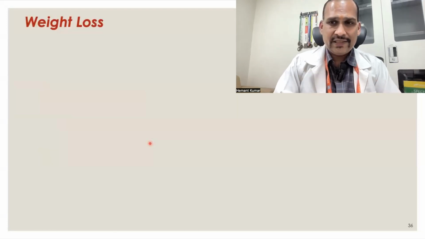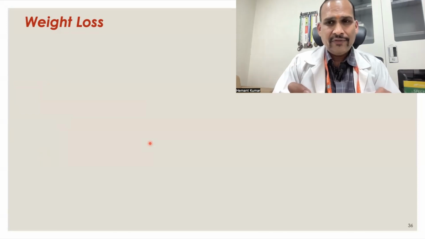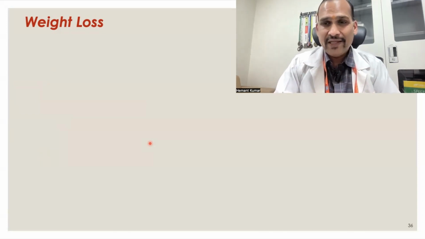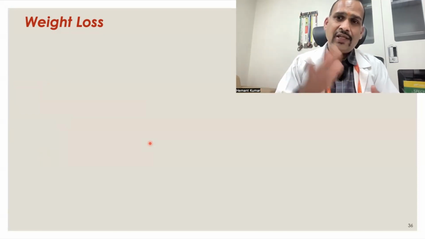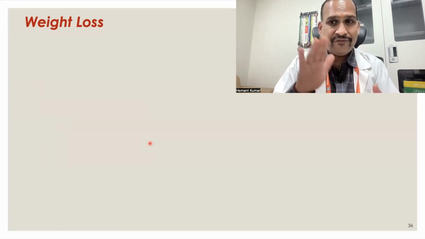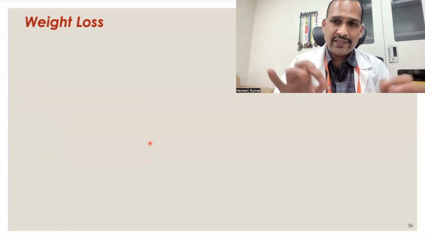So recently, just 2 months back, one drug was discovered which helps in OSA, but it is not available in India. So by and large, there is no medication, no drug, no injection which treats the OSA patient. So what is the treatment?